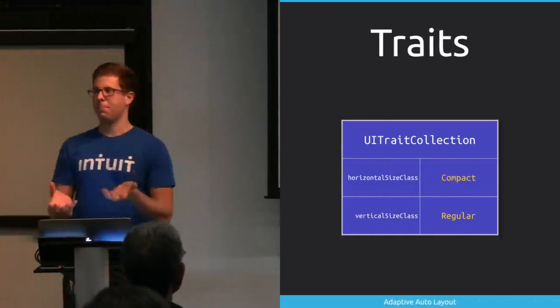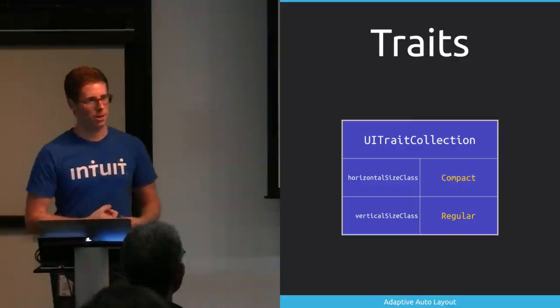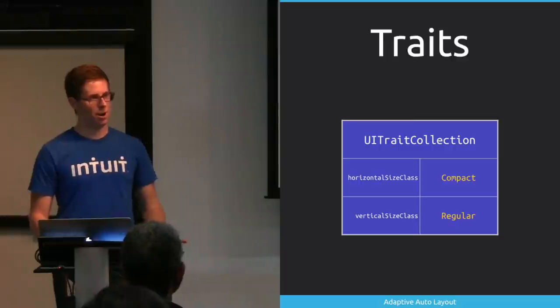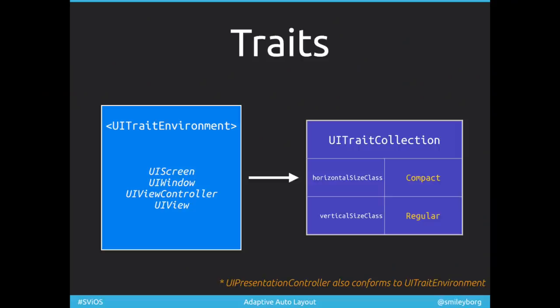Let's talk about how you get size classes. Well, they come bundled up together. Of course, as we mentioned, there are two, a horizontal and a vertical one. They come in these trait collections, right? Pretty simple. How do you get a trait collection then? Well, these are vended by trait environments. And what are trait environments? Well, we have screens, windows, view controllers, and views. All of those are trait environments. So what does that mean? That means any of them has its own size class collection or trait collection, right? And by the way, a trait collection includes a couple of other things, but for the sake of this presentation, they're not really relevant, so I'm omitting them for the moment.